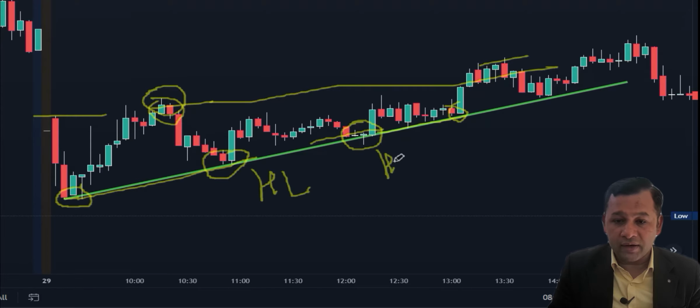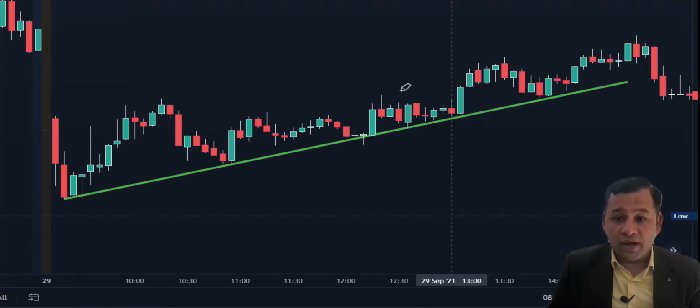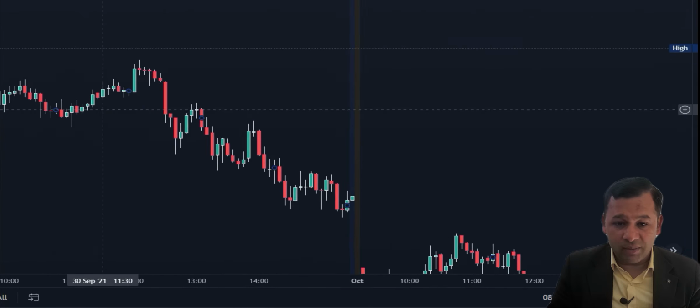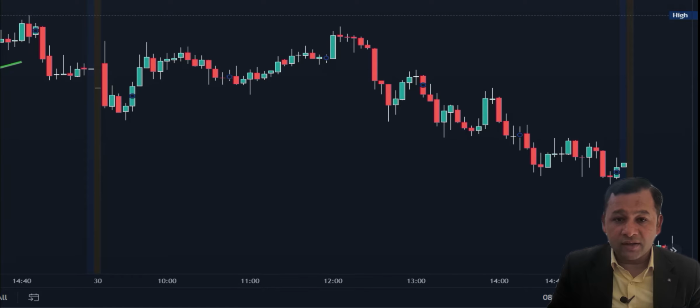Higher low, and this is higher highs. This we call an uptrend, and we will see an example of a downtrend also in this same chart. In the downtrend, this forms the lower lows.